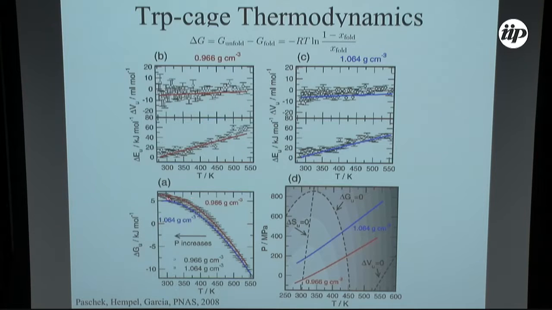What is the pressure? Well, at about 300 degrees Kelvin it is 0 or 1 atmosphere. Somewhere here at 500 degrees Kelvin it's 4,000 atmospheres. This one is about 1,500 atmospheres at 300 degrees Kelvin, and it's about 8,000 atmospheres at 550 degrees Kelvin. So it's a huge range.